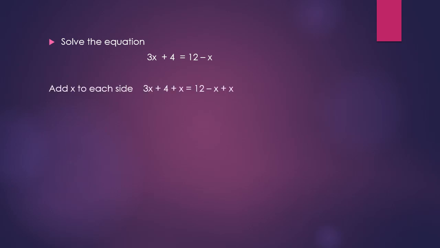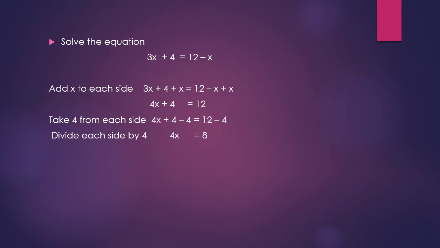So the first step is adding x to each side. After adding x to each side, you get 4x plus 4 equals 12. Then take positive 4 from each side. To take 4, you must add negative 4 to both sides. Then on the left hand side, positive 4 and negative 4 will cancel. Then on the right hand side, 12 minus 4 is 8. Then to find the x value, you must divide each side by 4. Once you divide by 4, you get x equals 2 as the answer.